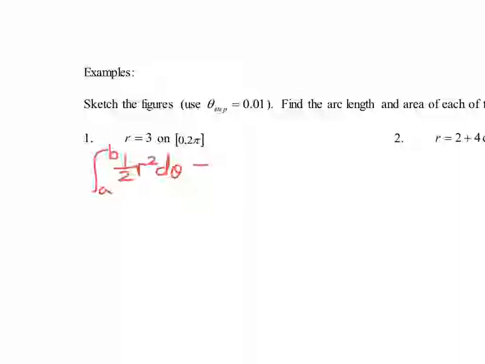So I'm looking at, on the interval of 0 to 2 pi, 1/2 times 3 squared d theta. And again, this is area.